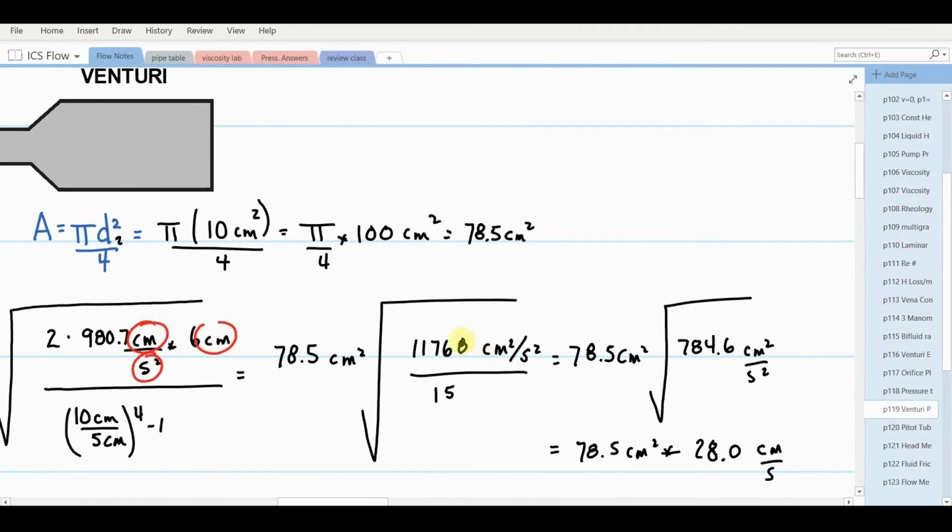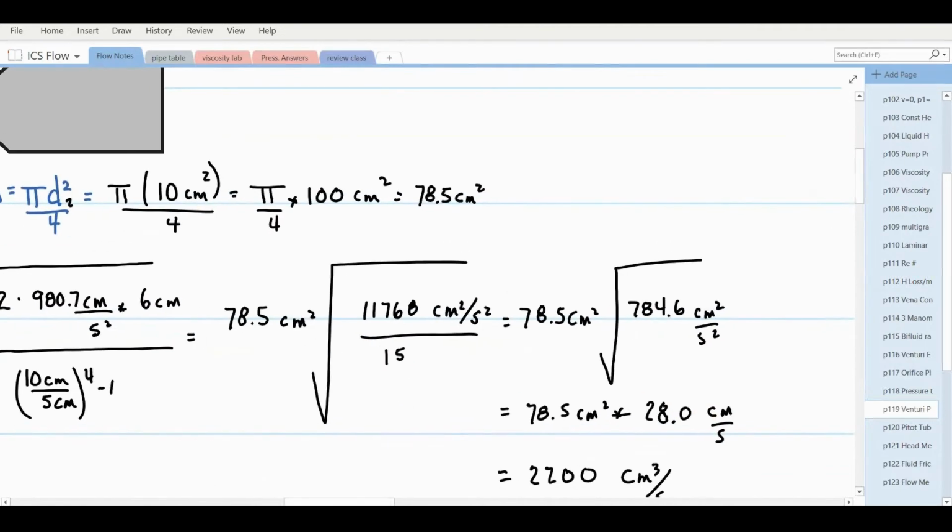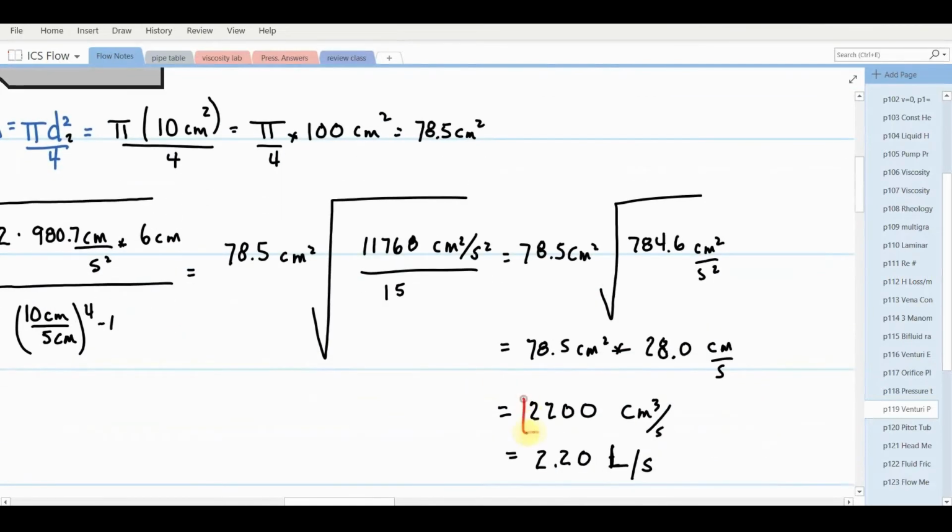And taking the quotient, I'm going to then take the square root of 784.6 centimeters squared per second squared, which is 28 centimeters per second, multiplied by the area of the pipe, 78.5 square centimeters, gives us a flow rate of 2,200 cubic centimeters per second, or 2.2 liters per second.